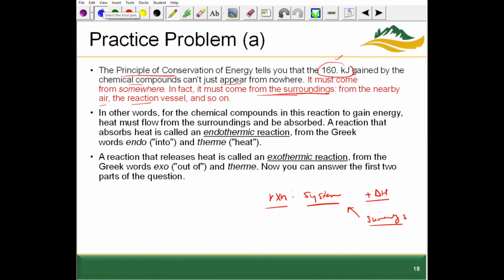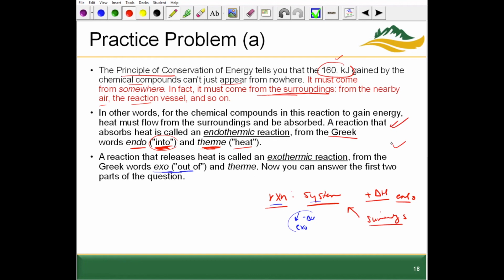For an exothermic process, we still think of the reaction as the system, but in that case, it would be giving off heat to its surroundings if it were exothermic and have a negative delta H. So that's for exothermic. Positive delta H is for endothermic. Endothermic comes from Greek for endo is into, and then therm is for heat, so like thermometer or thermal. Then exothermic is Greek for out of. So exothermic, heat is released out of the system. Endothermic, heat is absorbed into the system.